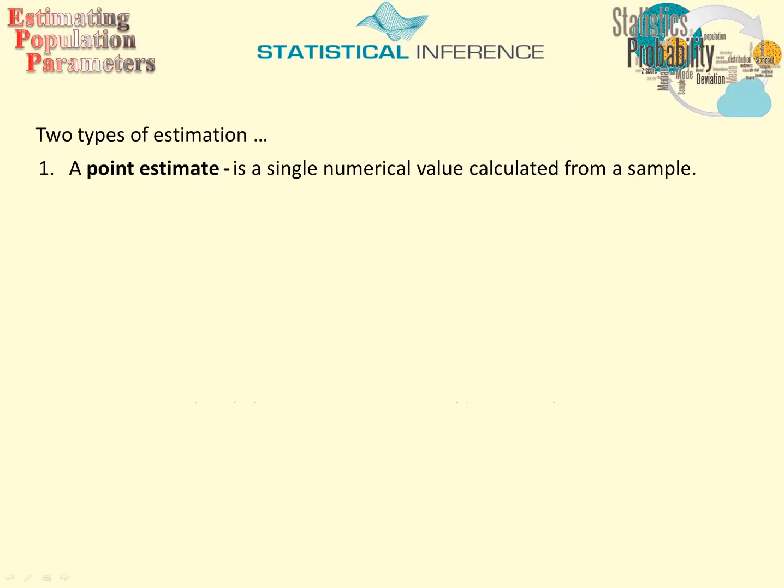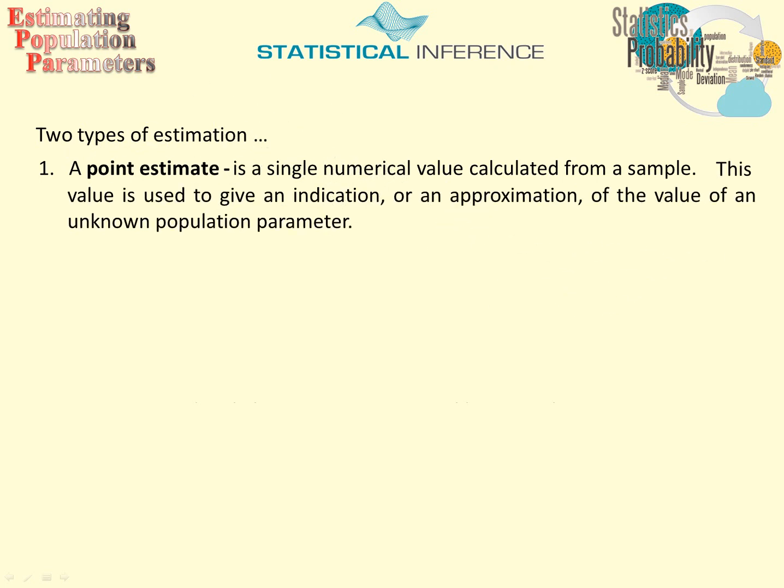There are two types of estimates. The point estimate, which isn't terribly useful, is a single numerical value calculated from a sample. This is used to give an indication or an approximation of the value of an unknown population parameter. So we might, for example, take a sample, find its mean, and then say that is the mean of the population. You need to be careful with standard deviations, because standard deviations change considerably depending on the size of the sample. And the bigger the sample, the more the standard deviations are going to change. So formally you have to allow for that.